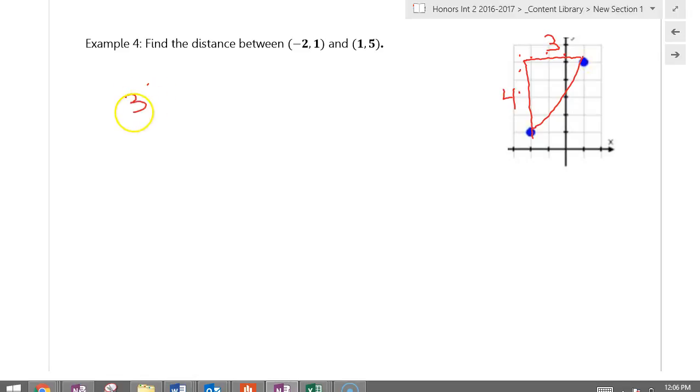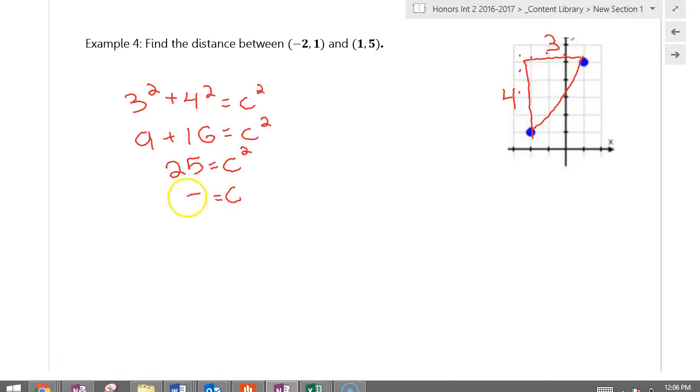Then I just have 3 squared plus 4 squared equals c squared. 9 plus 16 equals c squared. 25 equals c squared. C equals 5. And you're done. Okay? So distance is exactly what we've been doing, finding perimeter and all of that. So it's not anything new.